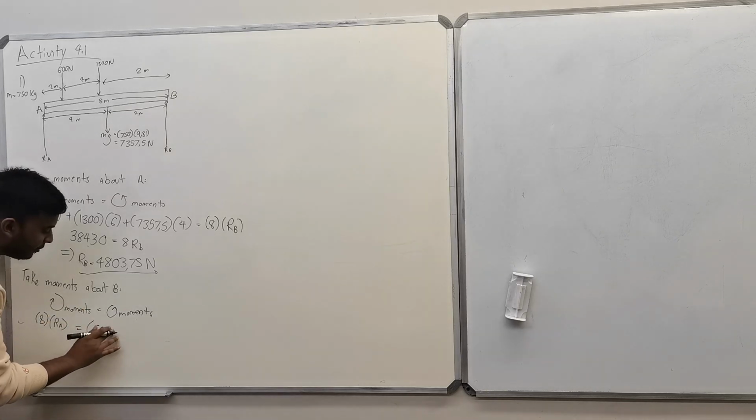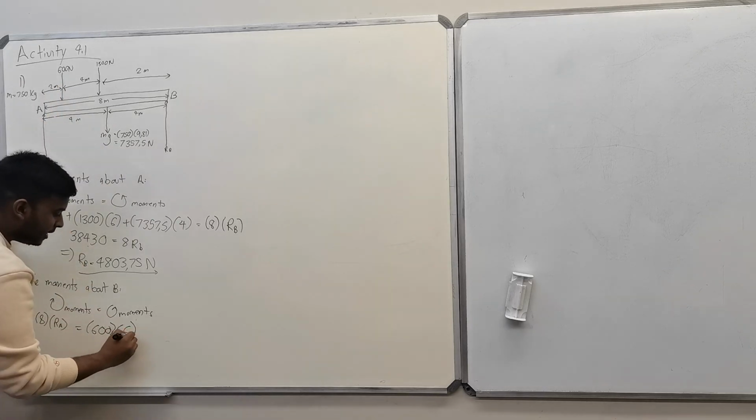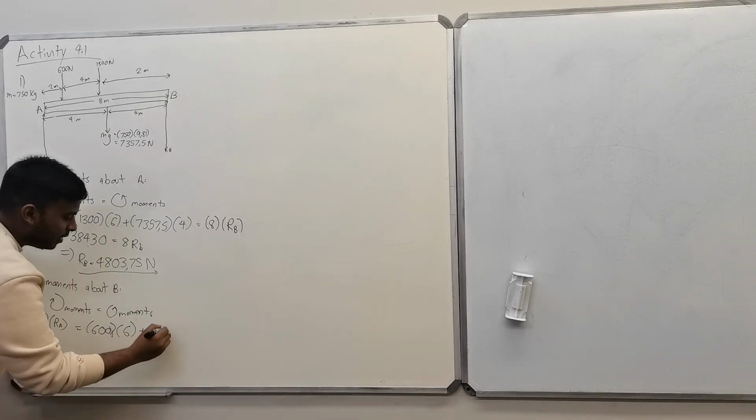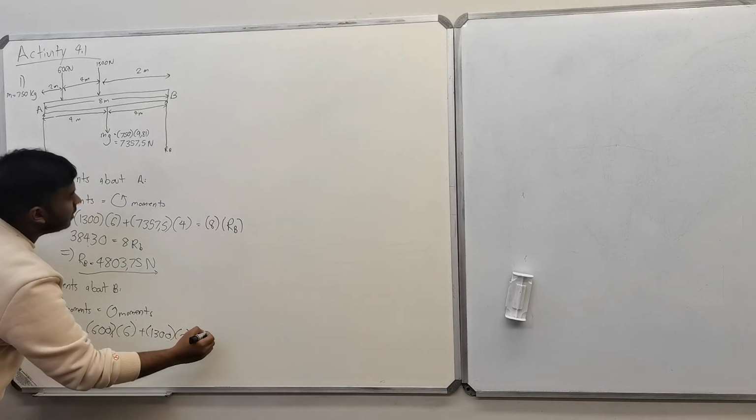How far is that from B? 6 meters. There's B. Oh, sorry. 600 is that, right? So this would be 6 meters, plus 1300. How far is that from B? That's 2 meters. And your gravitational force is how far? 4.